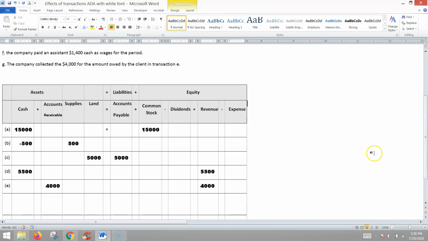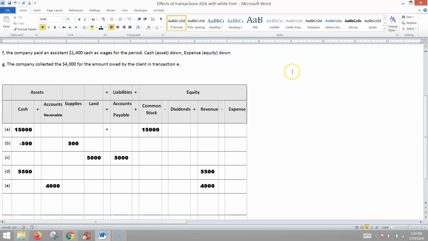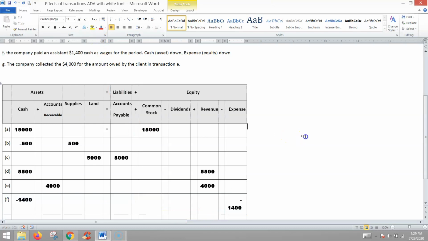In F, the company paid an assistant $1,400 cash as wages for the period. Notice when it says paid, that means we're paying cash out. Cash is going down. So our cash account, which is an asset, is decreasing. And for wages expense, it's an equity account, but it is also decreasing. Expenses decrease our equity. So we're going to subtract $1,400 from our cash, and we're going to subtract $1,400 from expenses.